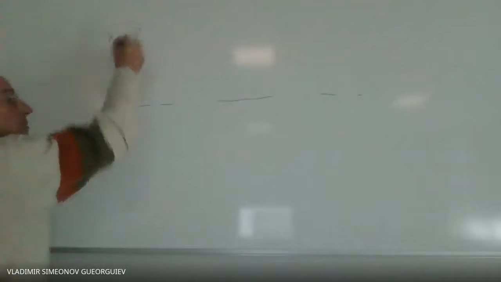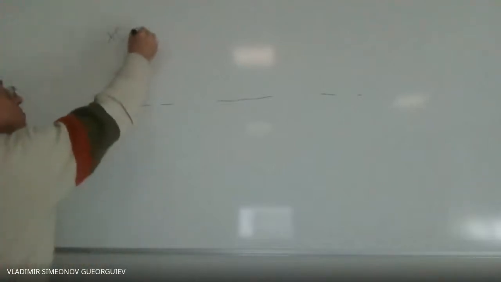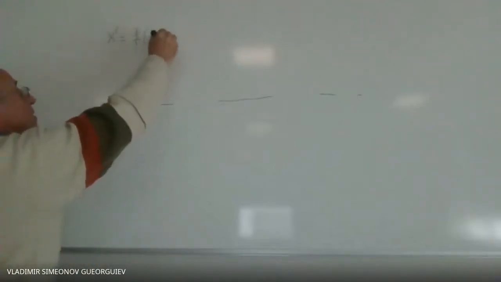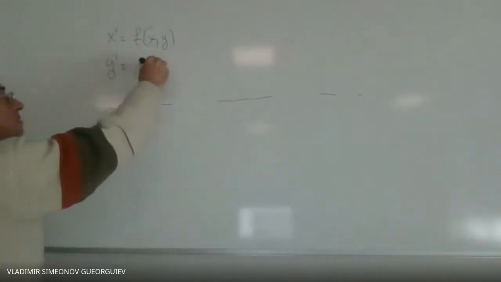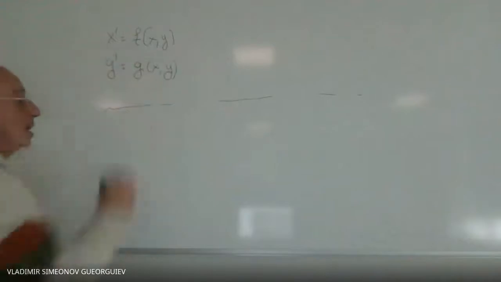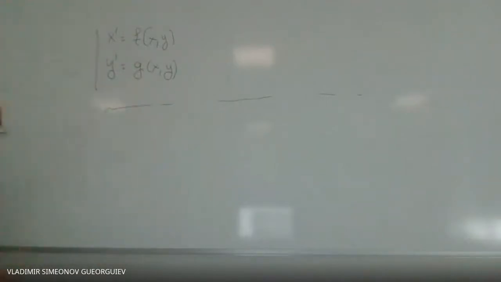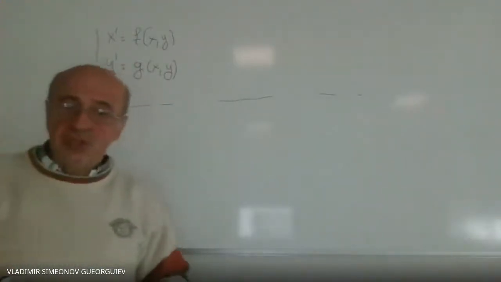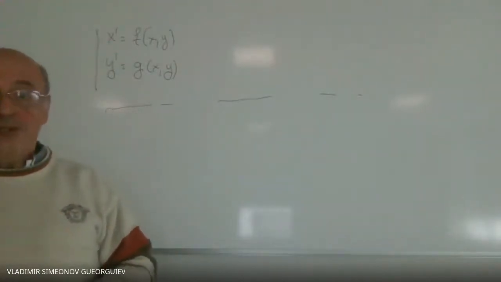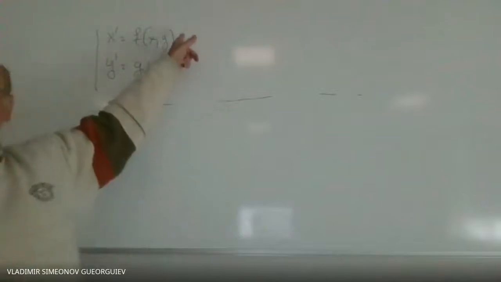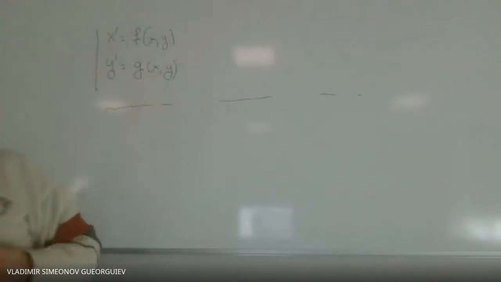Therefore, our system was x prime equal f of x, epsilon, and epsilon prime was g of x, epsilon. And after this, we shall put some initial data. Last time we tried to apply the Taylor formula to linearize and simplify our system.